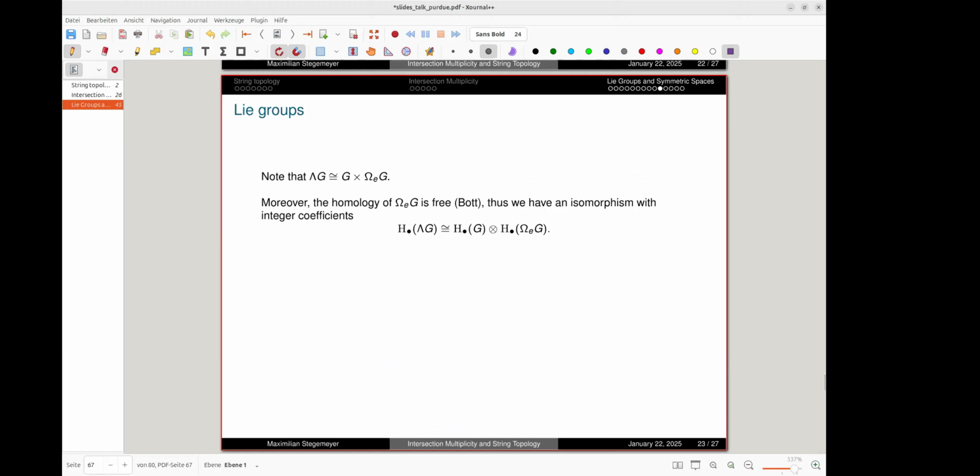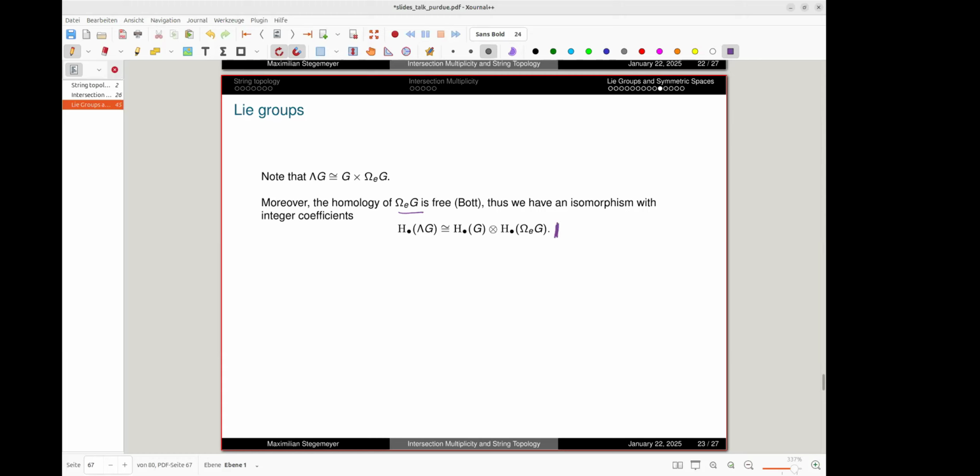Okay, so far I've only talked about the base loop space, but the nice thing is that for Lie groups, the free loop space is just the product of the Lie group and the base loop space. Moreover, Bott has also shown that the homology of the base loop space is free, and thus also with integer coefficients we have an isomorphism here.